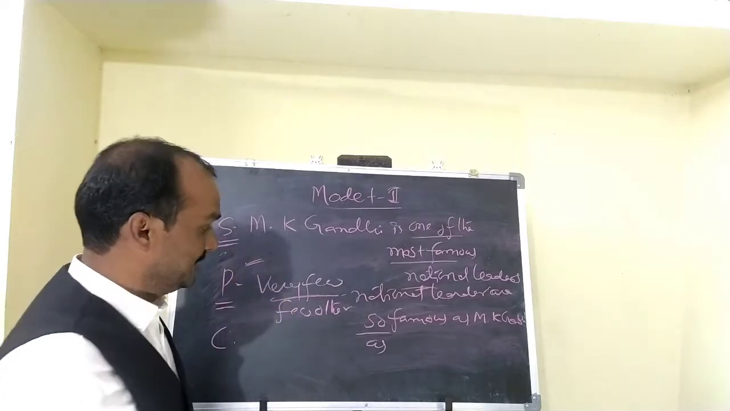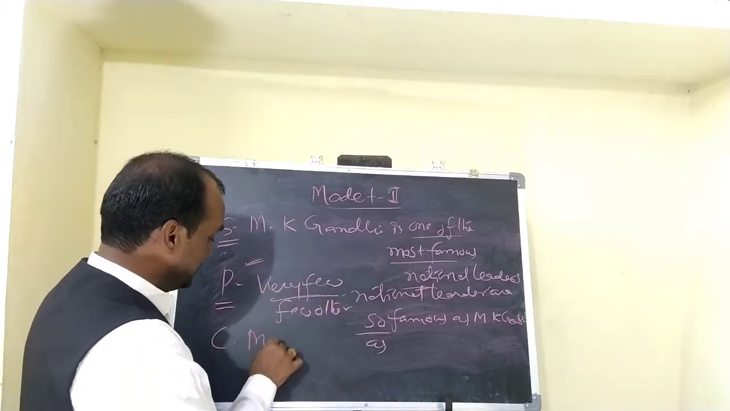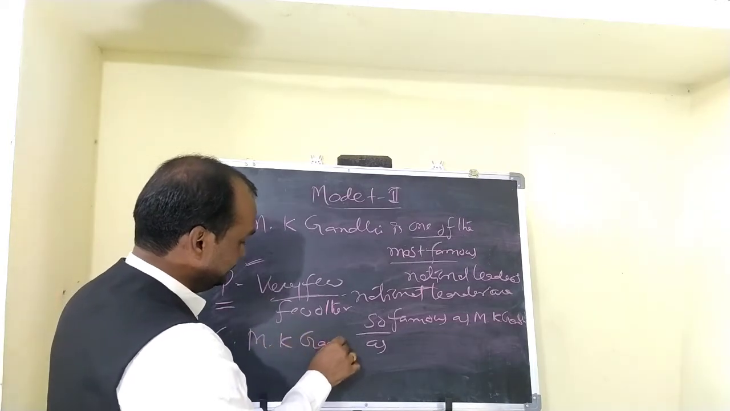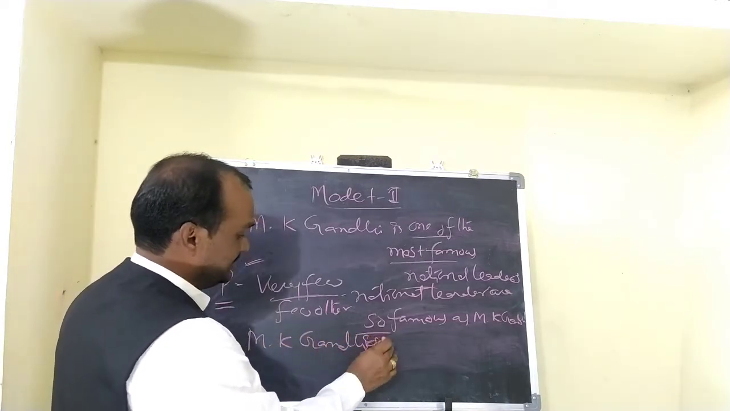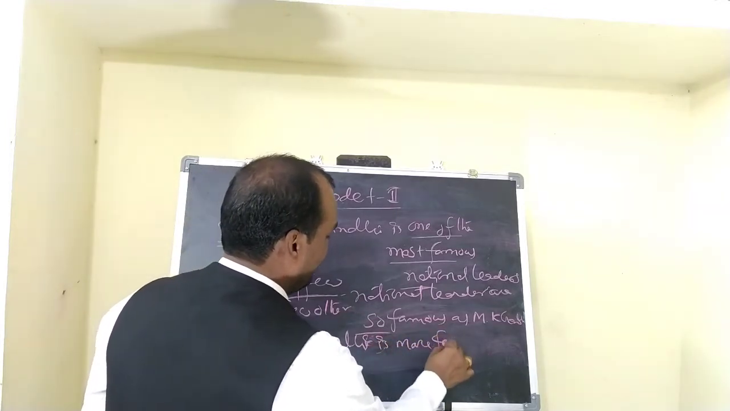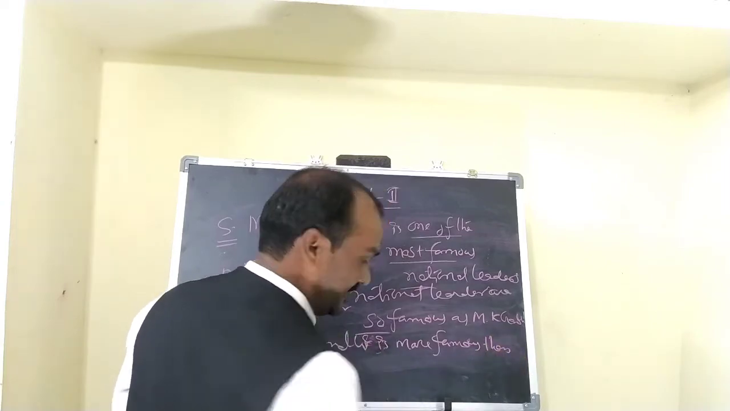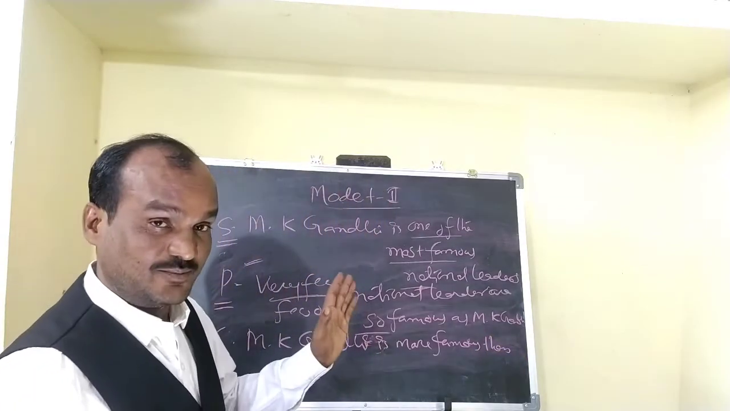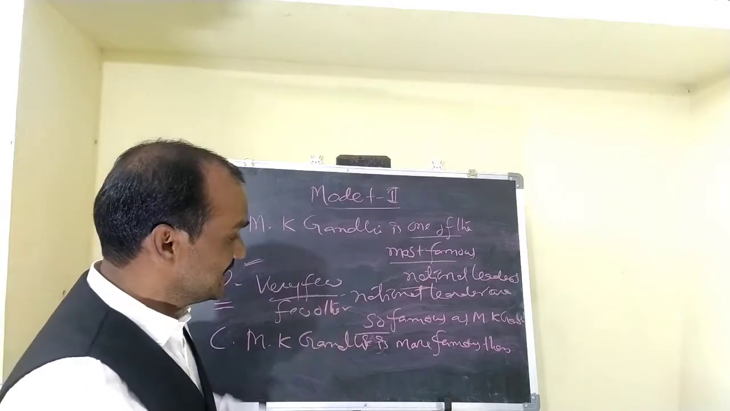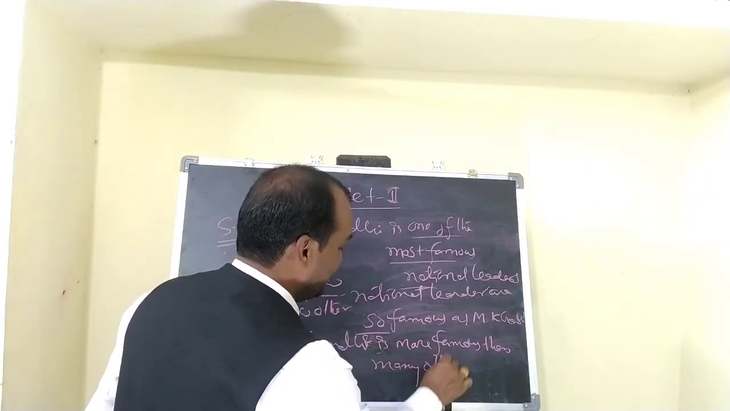So the third one will be the comparative degree. What comparative degree is? You see here, MK Gandhi is more famous than any other. There in model 1 it is any other, but here it is many other national leaders. That is the difference.